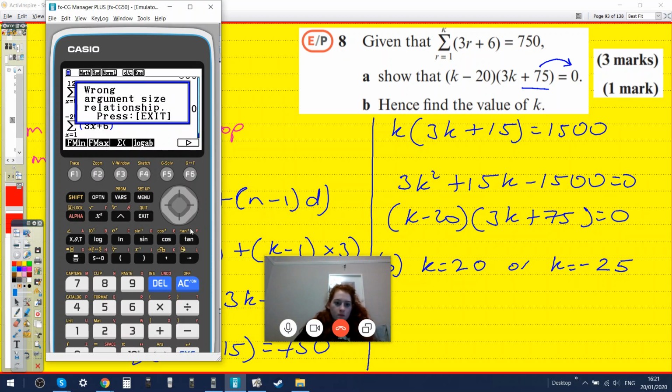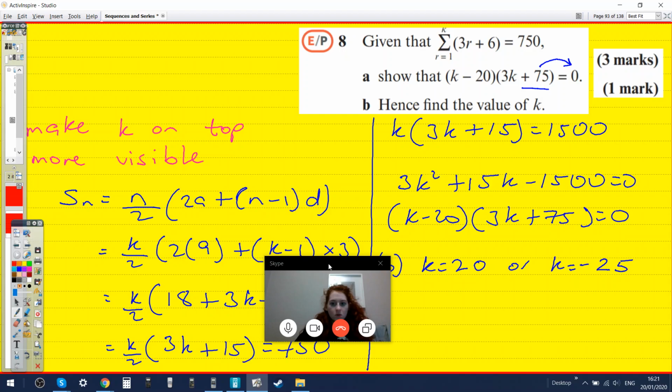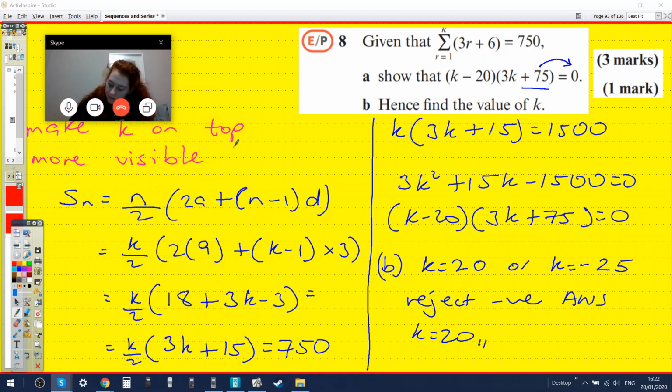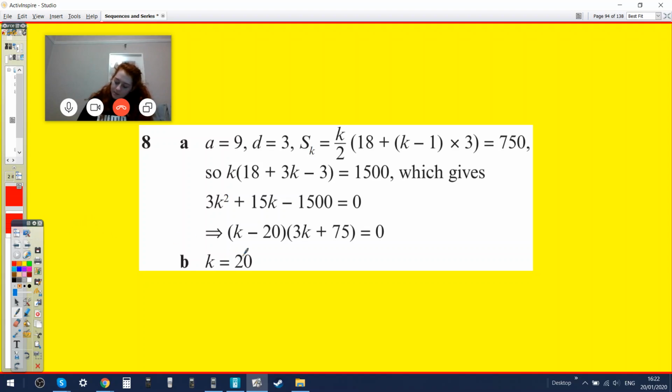What's this about? Would it have to equal 20 because you can't have the sum of minus 25 items? Correct. So we reject the negative one, and so k equals 20. Reject negative, answer k equals 20. Yeah, because you can't have minus 25 numbers in a series. So just watch out for that. Any questions there? No. Okay.